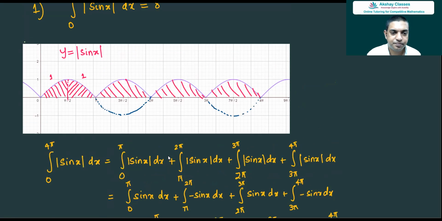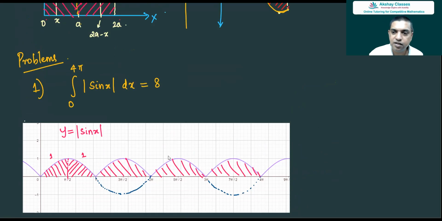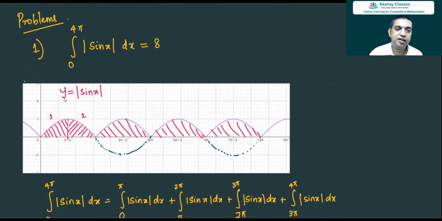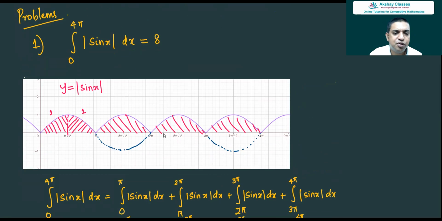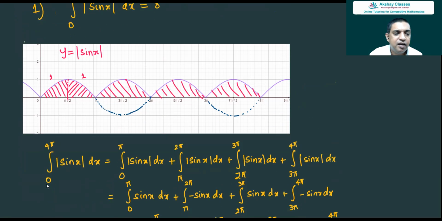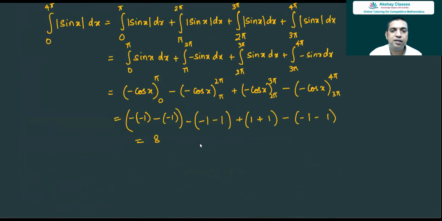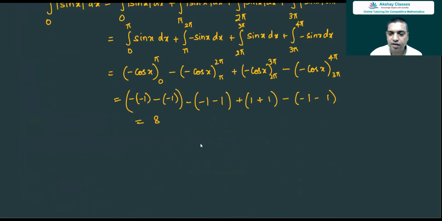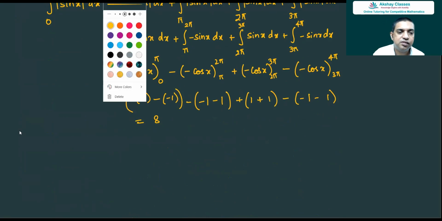So which is better? If you understand the graphical method, it is better, provided you know integral 0 to pi by 2 sin x dx is 1. From there, everything else follows. Okay. So this was based on property 3, where a larger interval is split into various subintervals. Clear? Next.